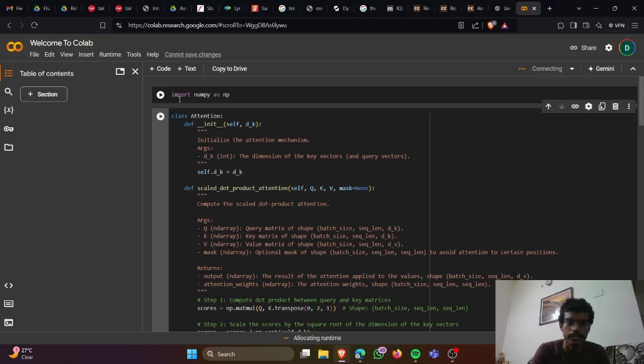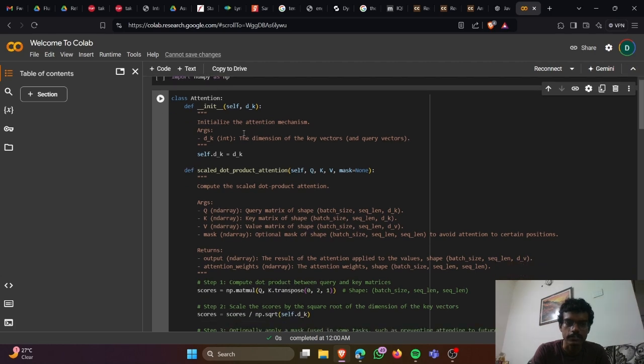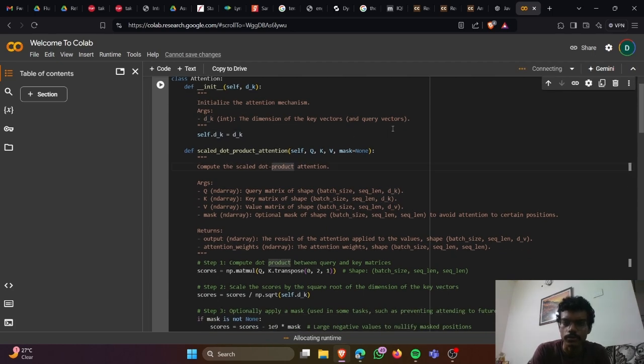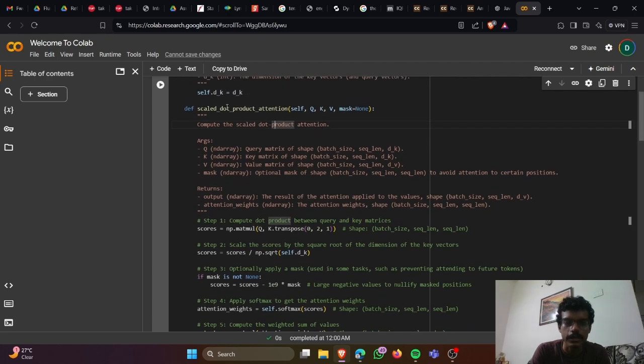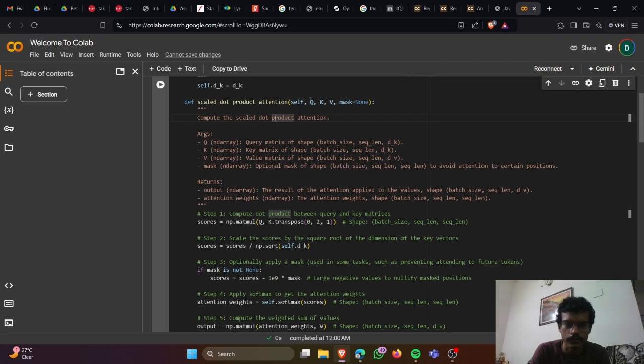Attention mechanism. Here I have imported NumPy. Then here I have defined a class, and this variable will hold the dimension of the key vector, which is also equal to the query vector, which will be used to scale the score. So using this function, we will scale the score.